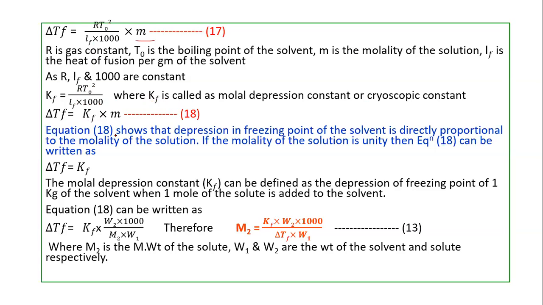Now equation 18 shows that the depression in freezing point of the solvent is directly proportional to the molality of the solution, because Kf is a constant term. Suppose the molality of the solution is equal to 1, that is, the solution is 1 molal. Then equation 18 can be written as delta TF equals Kf. The depression in freezing point of the solution becomes equal to the molar depression constant or cryoscopic constant.